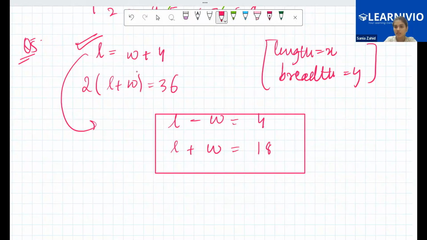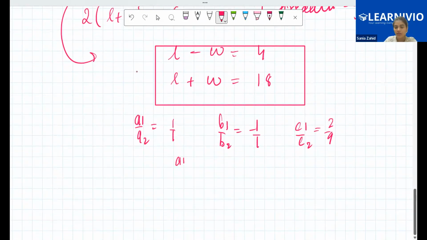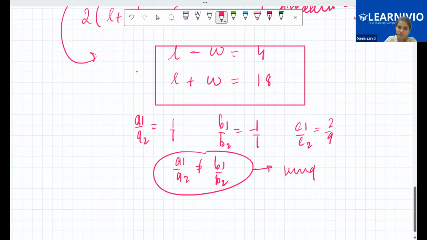Okay, this is a unique solution because A1 by A2 is 1 by 1, B1 by B2 is minus 1 by 1, and C1 by C2 is 2 by 9. Right? So here A1 by A2 is not equal to B1 by B2. So what kind of solution? Unique solution. Now we'll plot the graph.